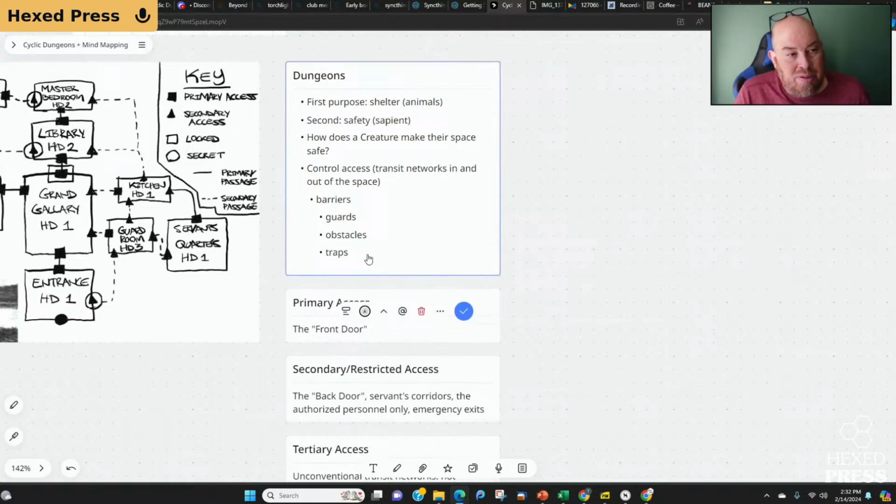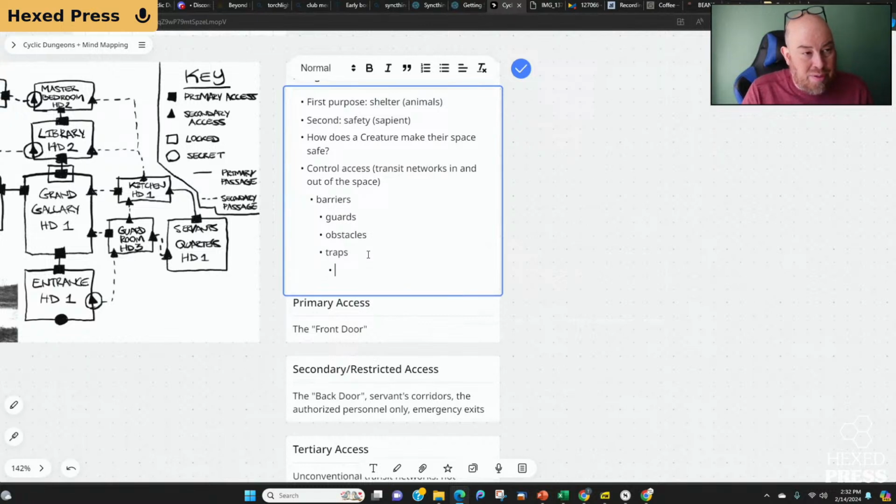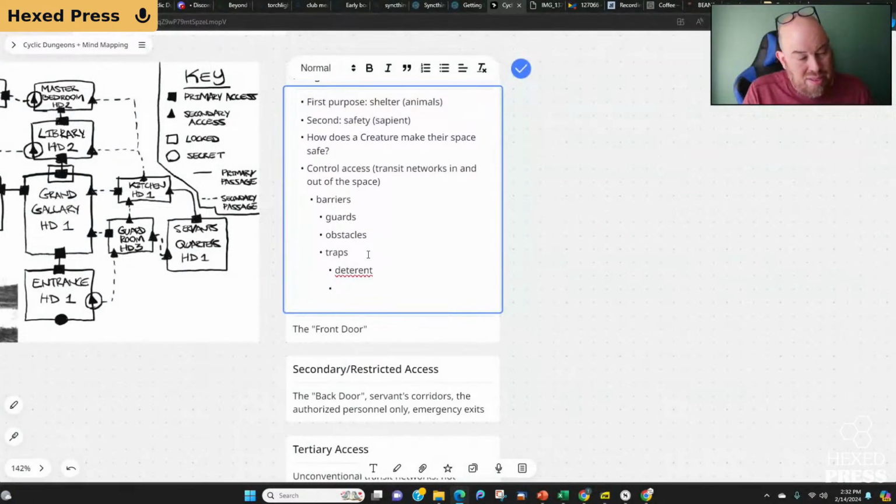A trap can be a couple of things, right? It can be a deterrent, and this is where, deterrent. This is the deterrent. Oops, I guess I must have spelled that wrong. How do you spell deterrent? Oh, two R's. All right.